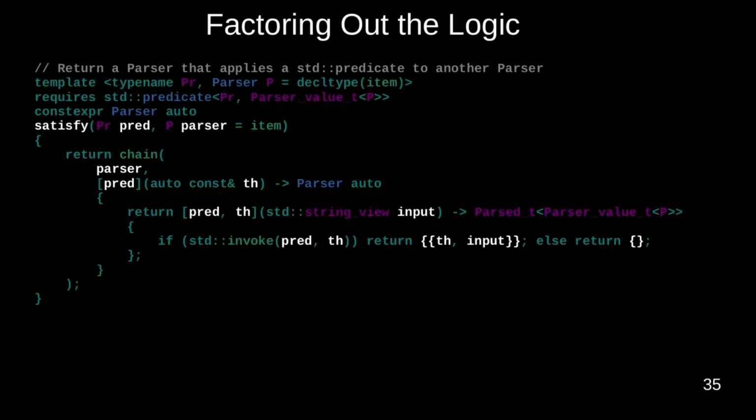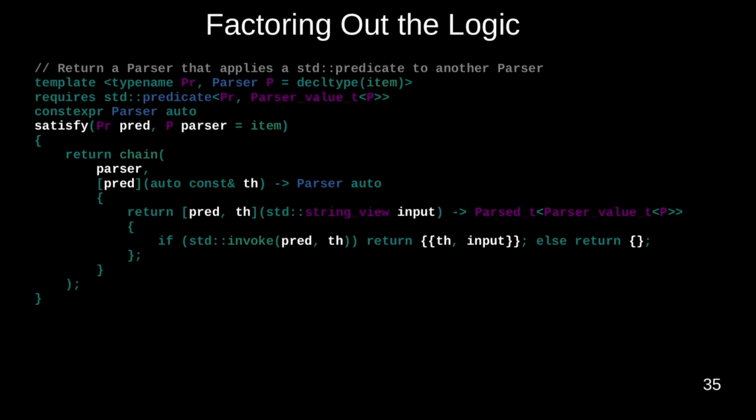So satisfy, what will it do? It returns a new parser using chain. What will this do when we call it? It will first parse with our parser. We get the parsed thing passed into this outer lambda, which is a parser combinator. Then we return a new parser, which has captured the predicate and the thing. And when we parse with that, we will check the predicate on the parsed thing and succeed or fail.